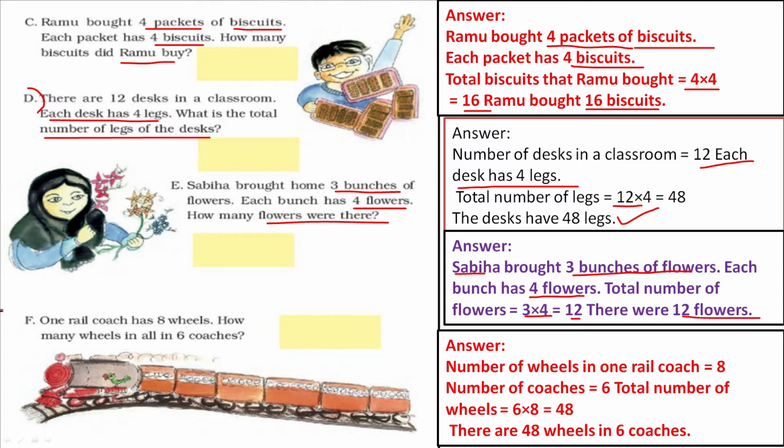Last one. One rail coach has 8 wheels. How many wheels in all 6 coaches? 1, 2, 3, 4, 5, 6 coaches are there. So one coach has 8 wheels. The number of coaches is 6. So total number of wheels, 6 8s are 48.